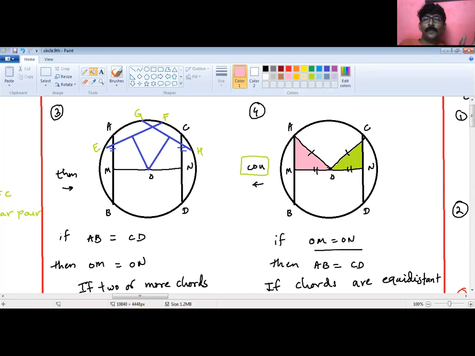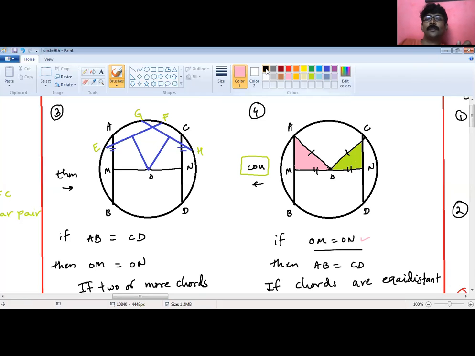Okay. So now in this case, what are we going to say? OM is equal to ON, which is already given to us. So in triangle OMA and triangle ONC, in these two triangles OM is equal to ON, isn't it? It is already given to us. Next, OA is equal to OC. They are radii of the same circle. And now we can say that, see, this is a perpendicular distance.